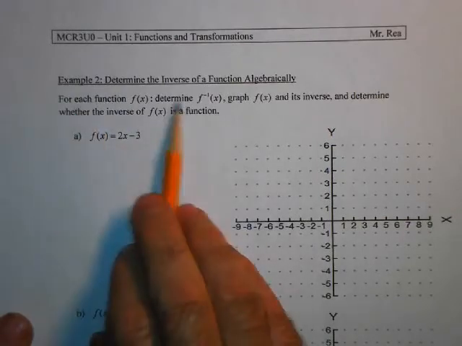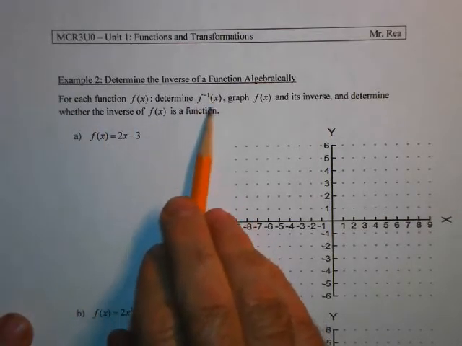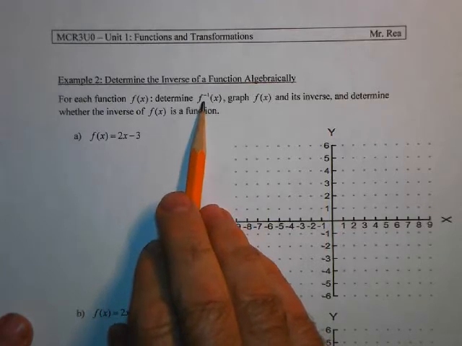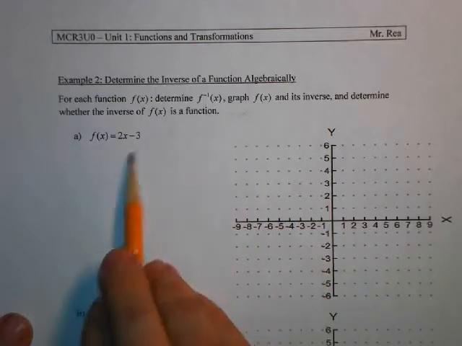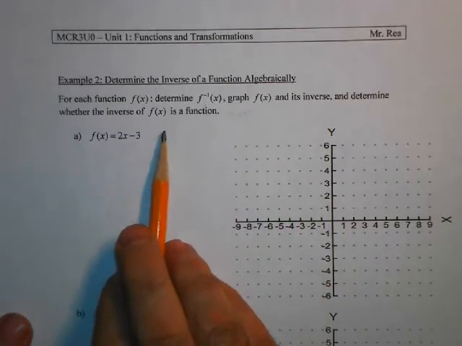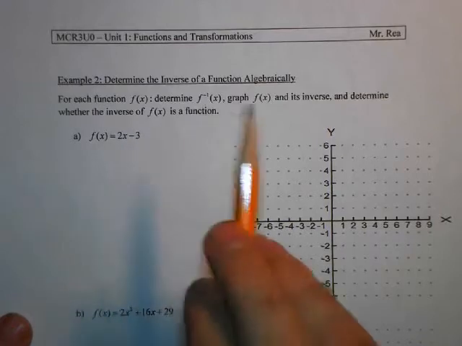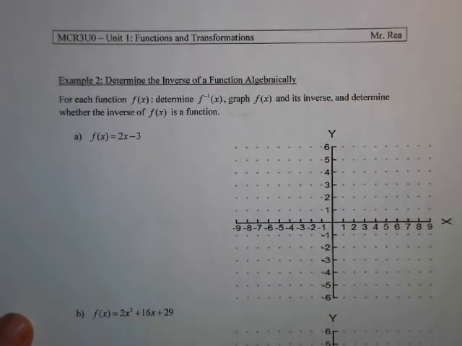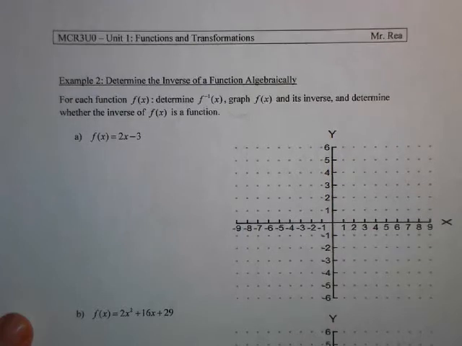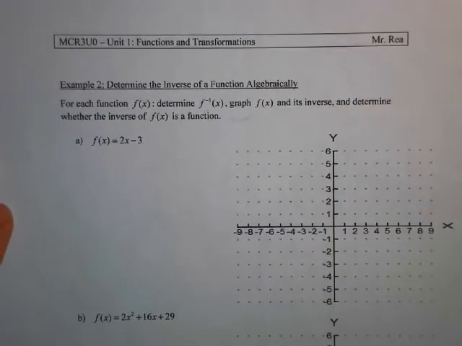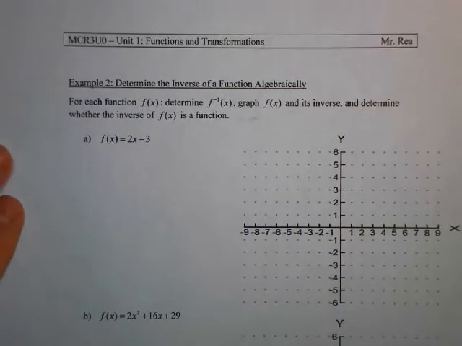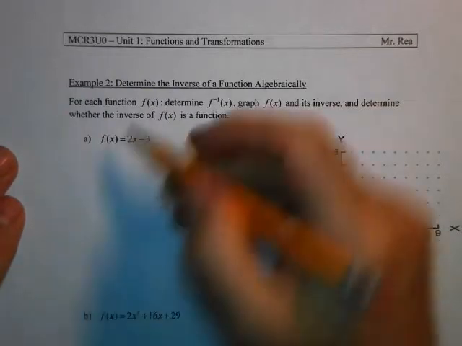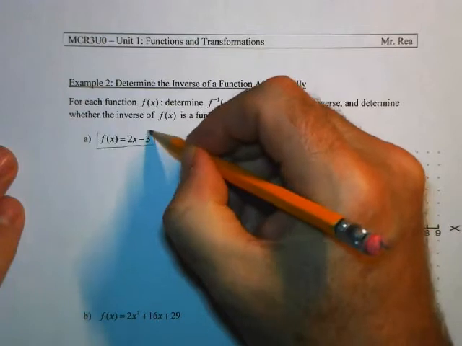So what do we want to do? We're going to determine the actual equation of the inverse function. Then we're going to graph both f of x and its inverse, and then determine whether the inverse is also a function. I talked about that earlier because it's not always a given. Sometimes a function meets all of the requirements of a function, but the inverse does not. So we're going to start with f of x equals 2x minus 3.